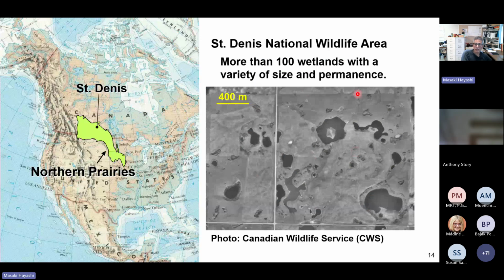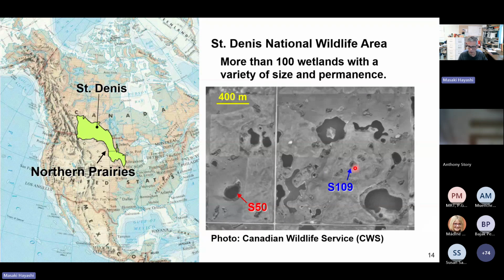So because these prairie wetlands are ecologically important, they are also hydrologically interesting. So there was an effort to study these wetlands by the Canadian Wildlife Service. So they set up this large area near Saskatoon in Saskatchewan, right here. And then they studied the ecology and the hydrology of wetlands. So I'm just going to show you two examples of wetlands, 109 and 50.